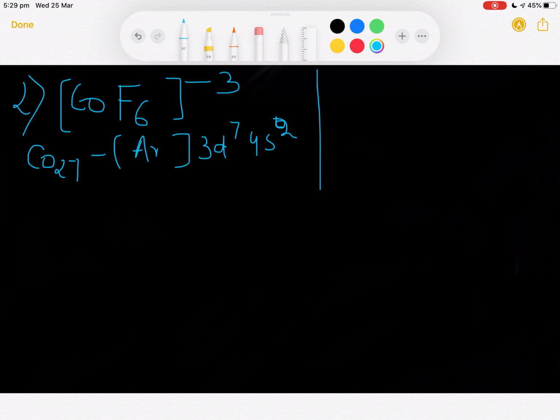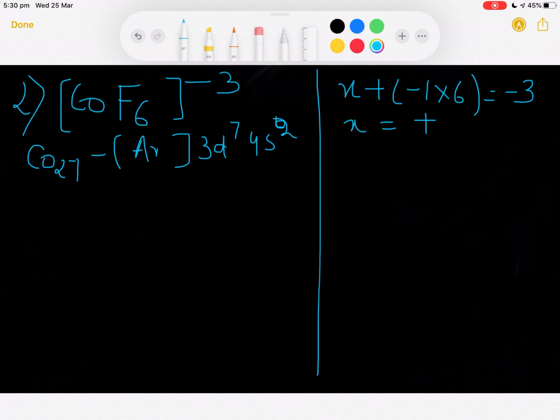Now let us calculate the oxidation state. The oxidation state is X, and fluorine has -1 charge, fluoride as a ligand, times 6, because 6 ions are there, equal to -3. So X comes as again +3. So again cobalt is in the +3 state. So what should be the configuration? I'm going to use the same space here to write the configuration. I've erased all this. So here I write +3. So 4s will become 0 and 3d will again have 6.